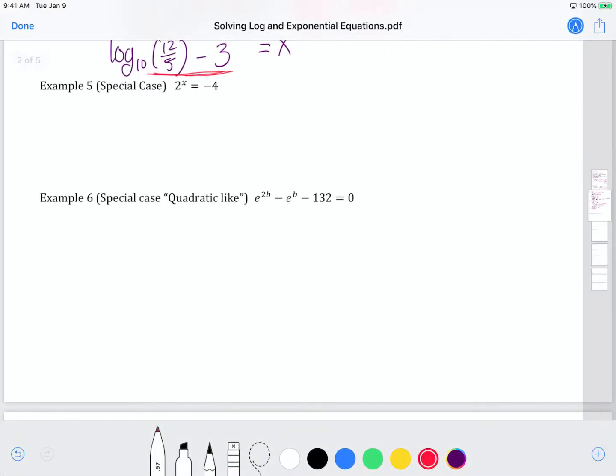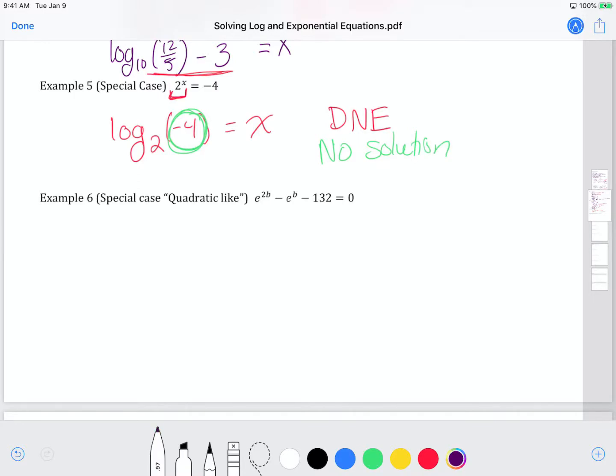Okay, next example is a special case. Notice that this is already isolated. My exponential is already isolated. So if I go to solve this, I'm going to put it in log form. So my base is 2. So I would have log base 2 of negative 4 is equal to x. X is my exponent, so that's what I set the log equal to. And this is a does not exist. Because remember, you can't take the log of a negative number. So there is no solution to this equation.